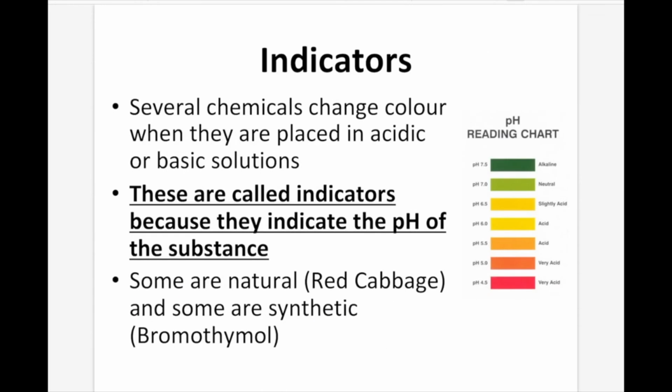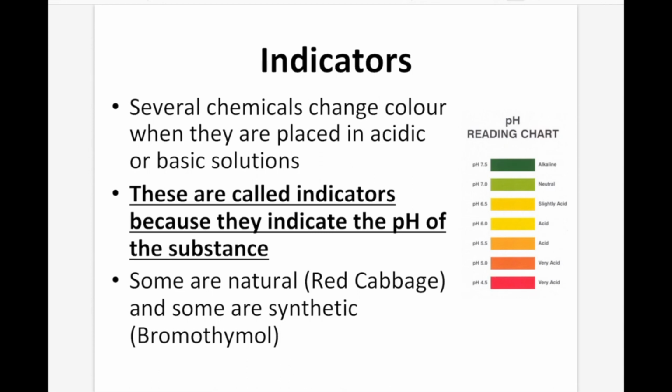Now, the last thing we're going to cover are indicators, and these are just chemicals which change color when they're placed in acidic or basic solutions. They're called indicators because they indicate the pH of the substance. Some are natural, things like red cabbage can be used as a pH indicator, and some are synthetic, like bromothymol. You can also use different kinds of papers as well, which allow us to understand which kind of acidity level we're dealing with.